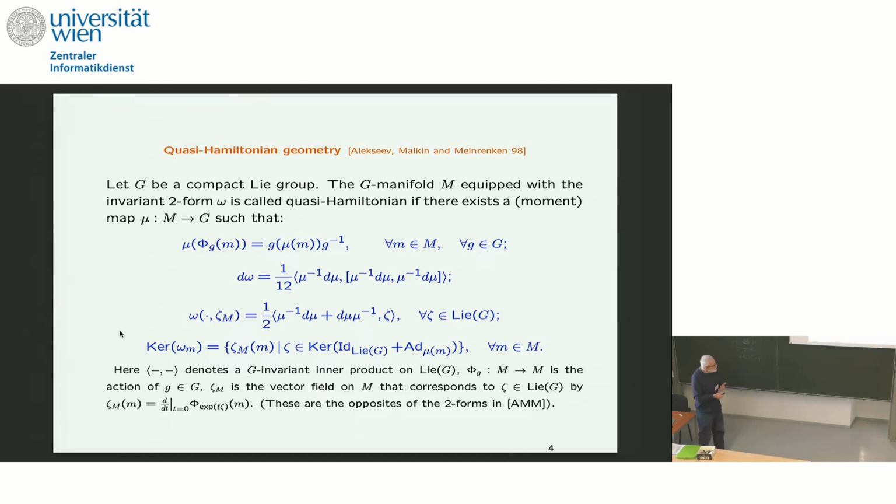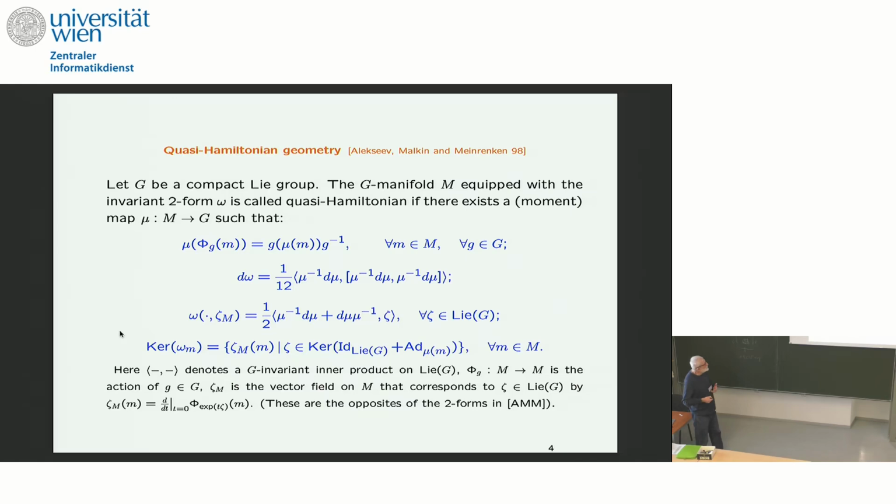Okay, so the kernel is precisely given by these vectors. Yes. Conjugation, on the Lie algebra, or the adjoint action. Okay, so here this is the inner product.